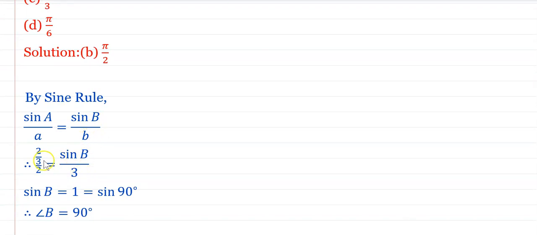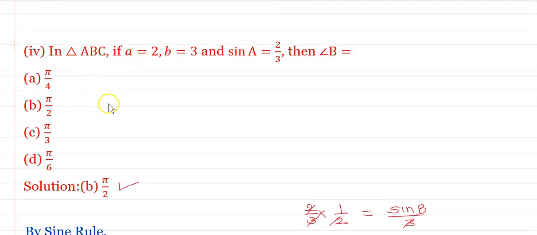And if we simplify this, then what will you get? Here you will get 2 by 3 upon 2, that is 2 upon 1. Means what? Here you will get 2 by 3, and here, multiply by the reciprocal, you will get 1 upon 2. Okay. And that is equal to sine of B upon 3. This 2 gets cancelled, 3 gets cancelled. You will get sine of B is equal to 1. And sine B equal to 1 means what? It is sine 90, and hence angle B is equal to 90. The main thing is to apply the sine rule, substitute the values, simplify, then you will get angle B equal to pi by 2, and hence option B is the correct one.